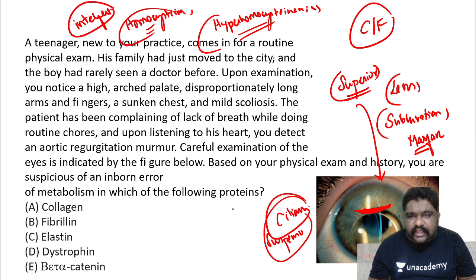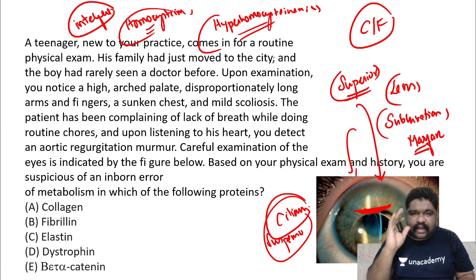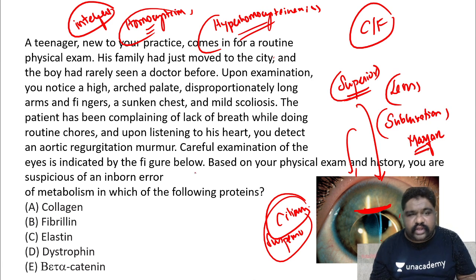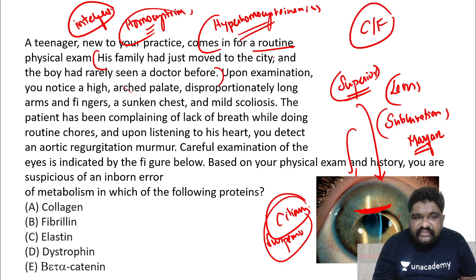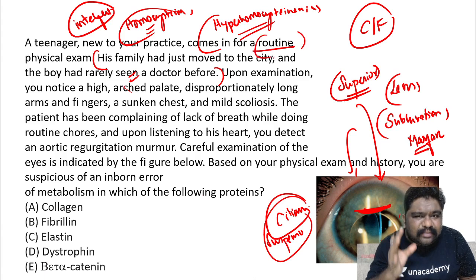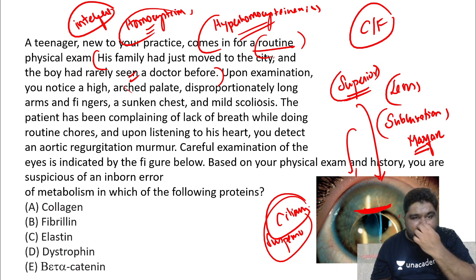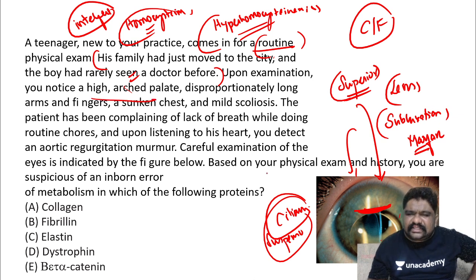So I'm going back to the case discussion. With the help of the picture, I have cracked one piece of information. From the discussion, we can go to the next level. You're saying a patient has come for routine examination. It means it is not an acute condition. The family has just moved to the city and the boy has rarely seen a doctor before. Upon examination, now look at this. He has not seen a doctor before, but has come for a routine examination because nothing is actually bothering him at the moment. Upon examination, he has a high arched palate. Is high arched palate a part of hyperhomocystinemia? Not necessarily. Disproportionately long arms and fingers? Now it is pointing towards Marfan syndrome.